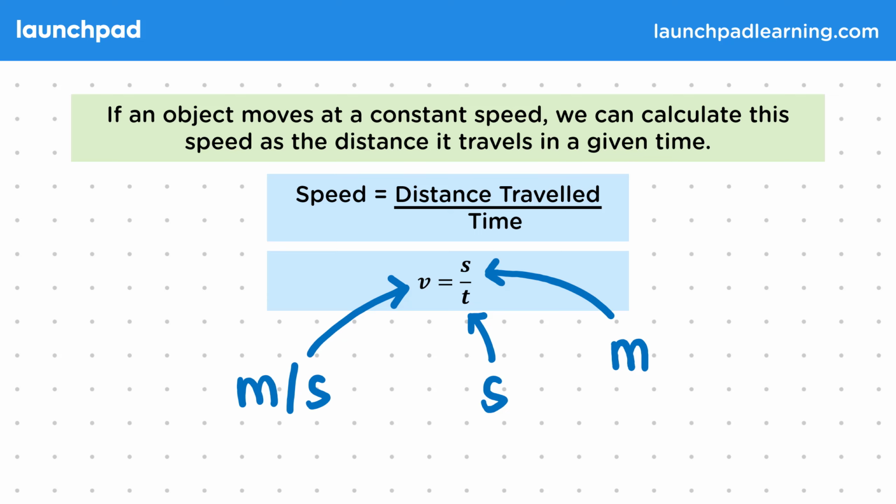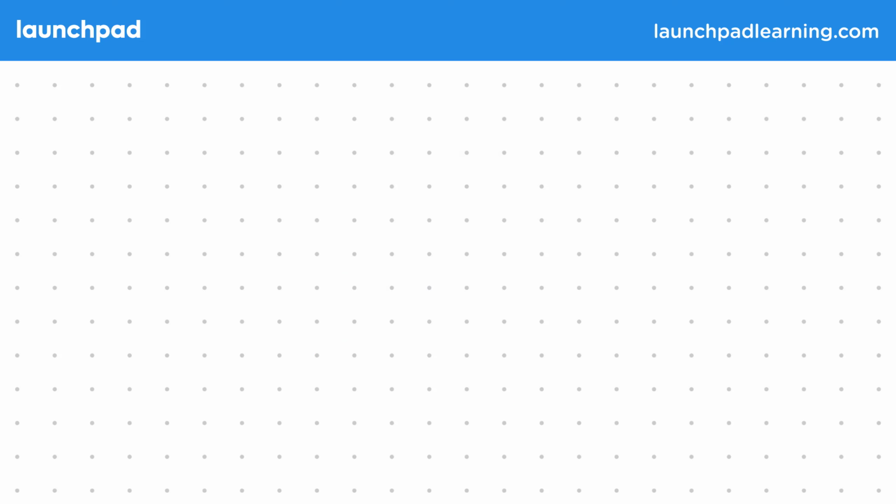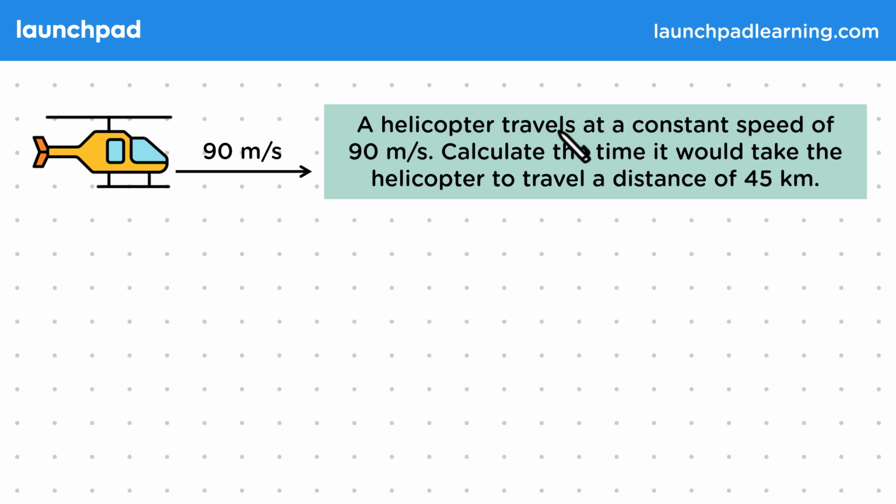Let's have a look at an example. A helicopter travels at a constant speed of 90 metres per second. Calculate the time it would take the helicopter to travel a distance of 45 kilometres.